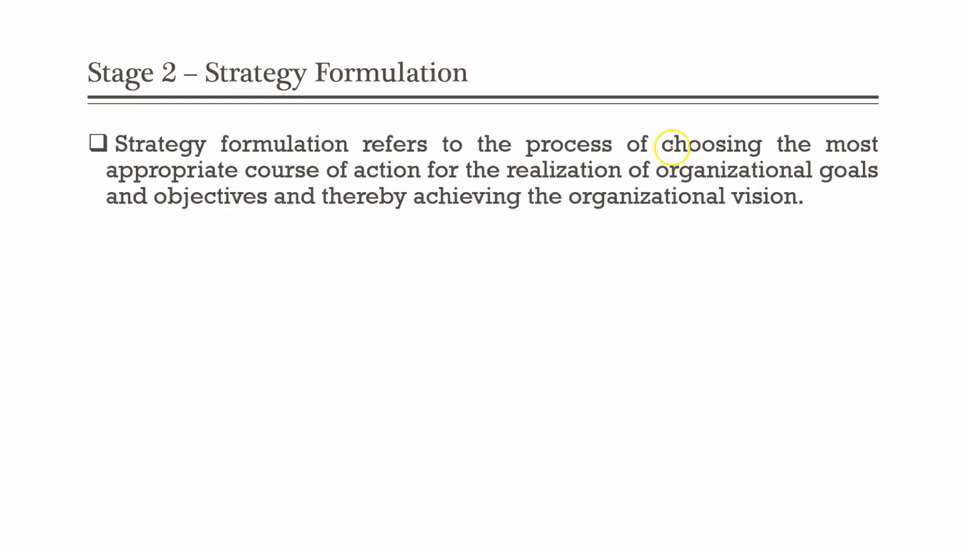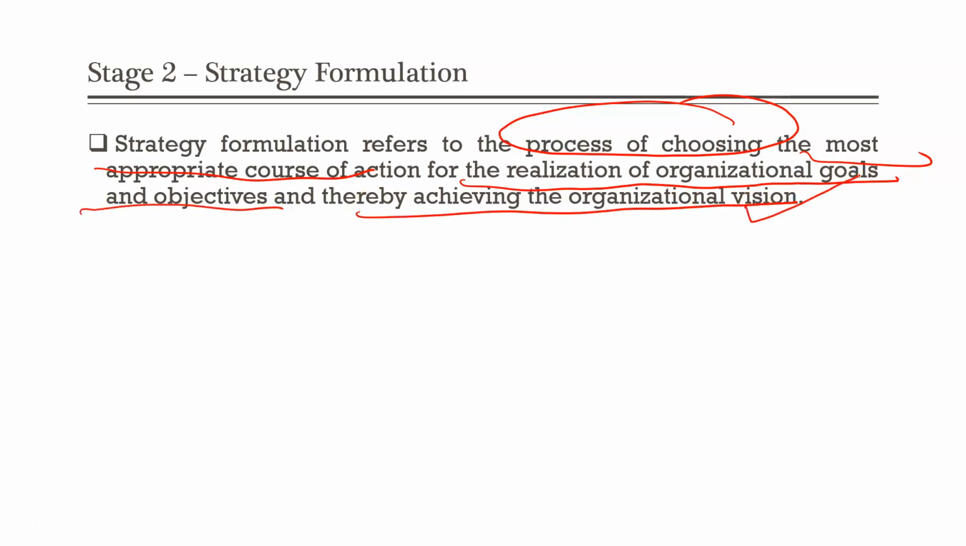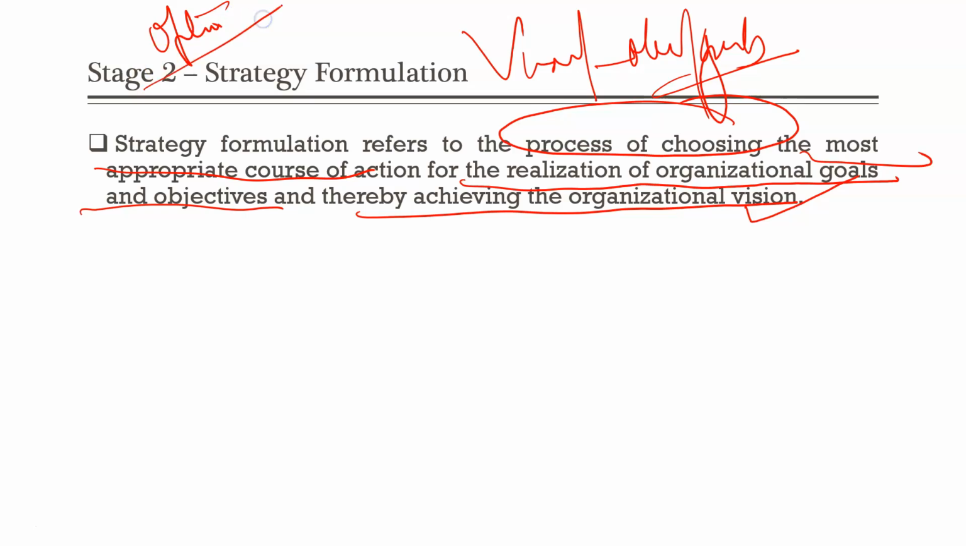So let's talk about the second step, and that is called strategy formulation. Strategy formulation refers to the process of choosing the most appropriate course of action for the realization of organization goals and objectives, and thereby achieving the organization vision. Obviously, we know that we create vision, right? And then we create objectives, we create goals. And why are we creating them? Because we want to achieve them. And for achieving them, you can have multiple strategies, but out of those strategies you need to choose certain appropriate strategies for an organization, and that is what is called strategy formulation.